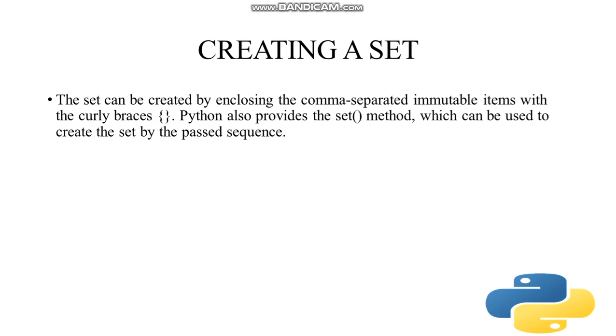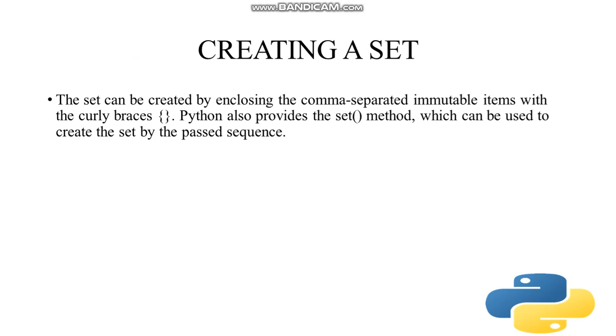Next is creating a set. A set can be created by enclosing comma separated immutable items in curly braces. Now why are we calling the set mutable and the items immutable? Understood the difference? The set is mutable, which means we can add more elements to the set. But once you have placed the items inside the set, we cannot change or update those items. Therefore, items are immutable and the set is mutable.